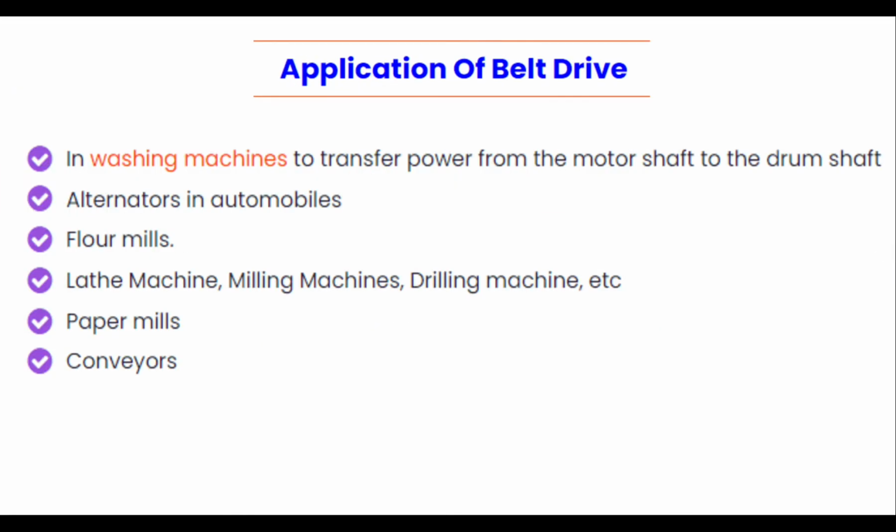Let us see what the applications of belt drive are. The first application is in washing machines. The second application is alternators in automobiles. Third is floor mills. Fourth are lathe machines, milling machines, drilling machines, paper mills and conveyors. These are some of the applications of belt drive.